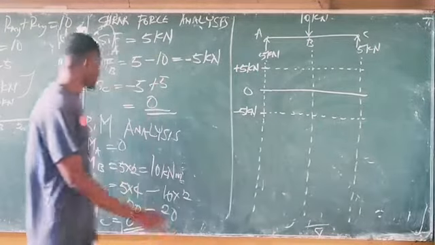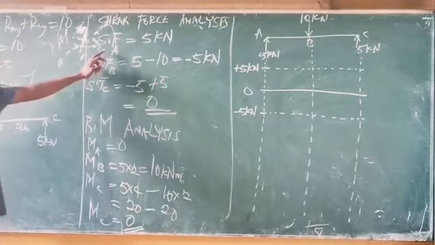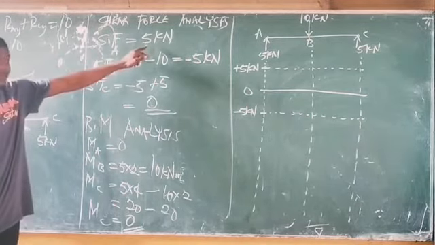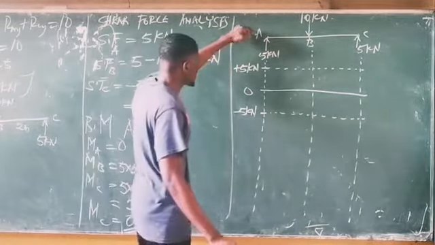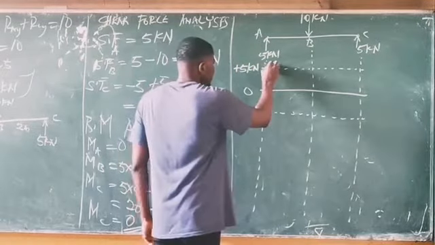So let's take the shear force individually. Shear force at point A is 5, positive 5. Okay, so this is point A, and this is positive 5. So it means this is where the shear force is.